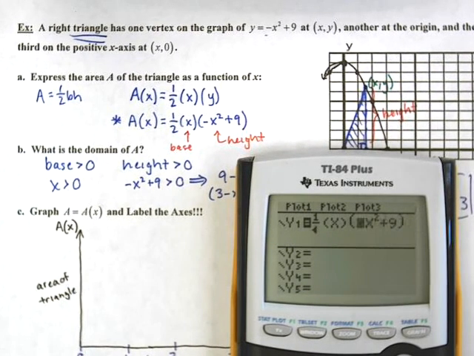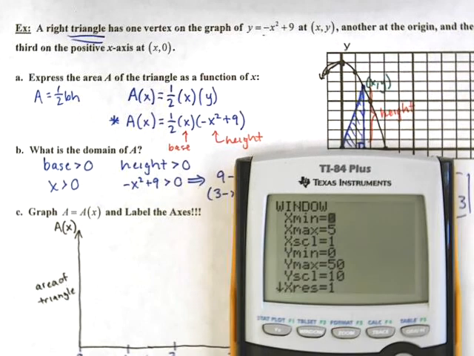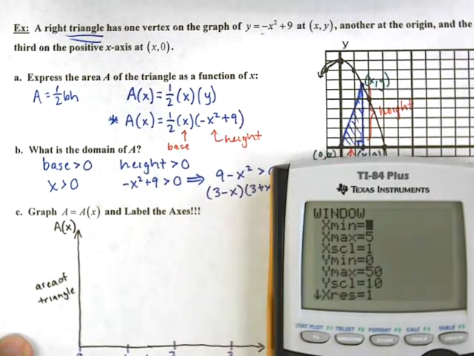Let me make sure that's 1/2. Good. Okay, again, you could hit graph. You don't have to, because we know we have to change our window. We know that our x-min and x-max should be 0 to 3. Right? Those are our only possible x values. We know still that we don't want negative area, so we have a 0 there.